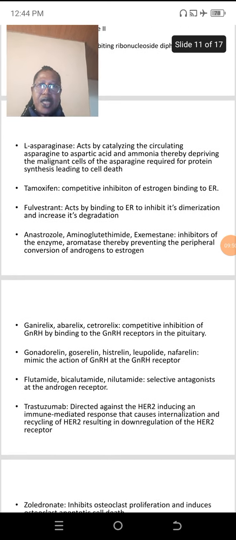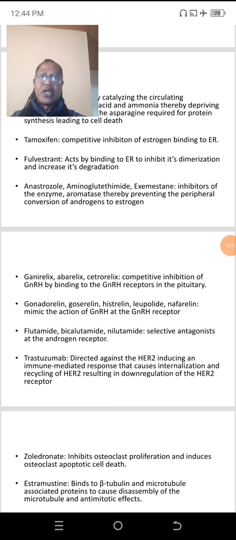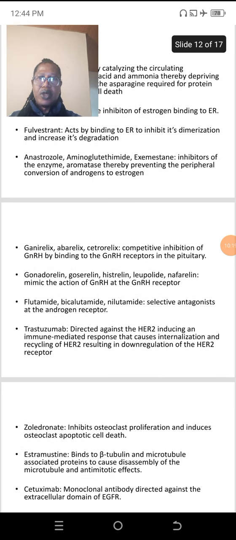Ganirelix, abarelix, cetrorelix are competitive inhibitors of gonadotropin-releasing hormone by binding to the GnRH receptors in the pituitary. Gonadorelin, goserelin, histrelin, leuprolide, nafarelin mimic the action of GnRH at the GnRH receptor. Flutamide, bicalutamide, nilutamide are selective antagonists at the androgen receptor.